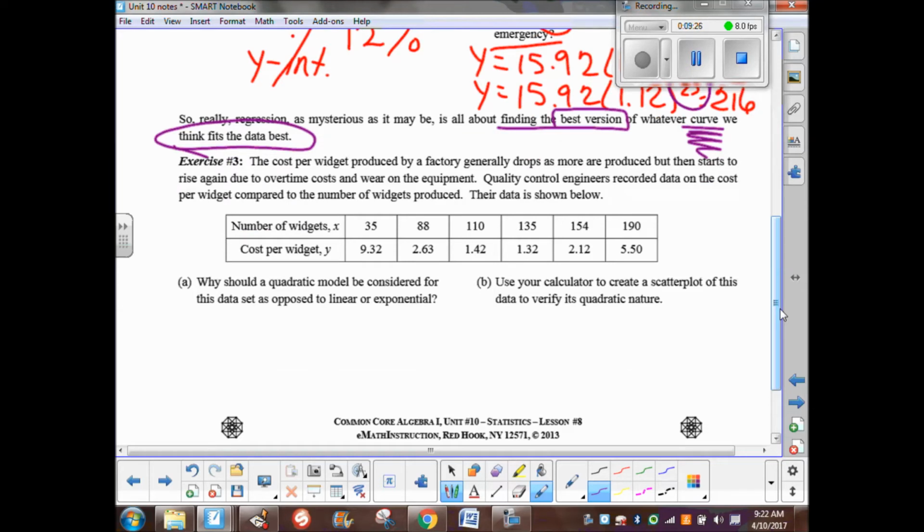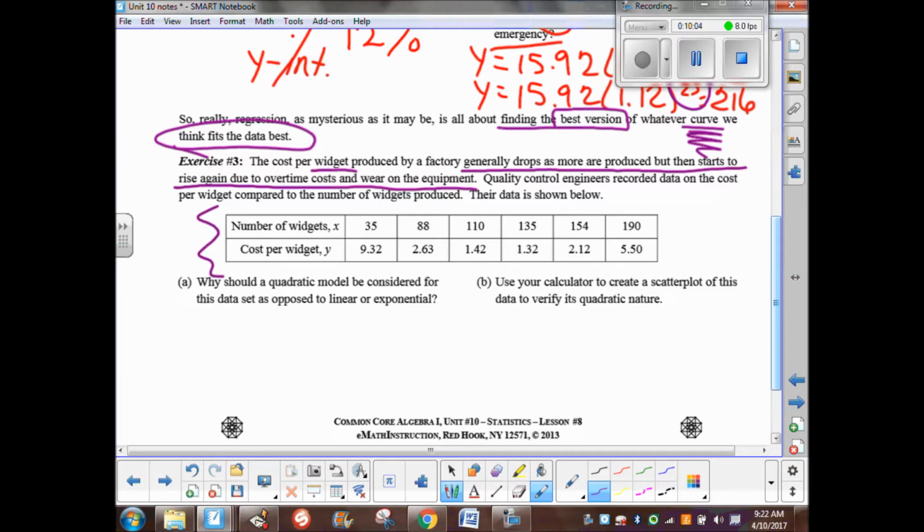The cost per widget produced by a factory generally drops as more are produced, but then starts to rise again due to overtime costs and wear and tear on the equipment. So think about those words there, okay? And a widget is just anything, anything that could be produced. So think about those words, then take a look at our data.